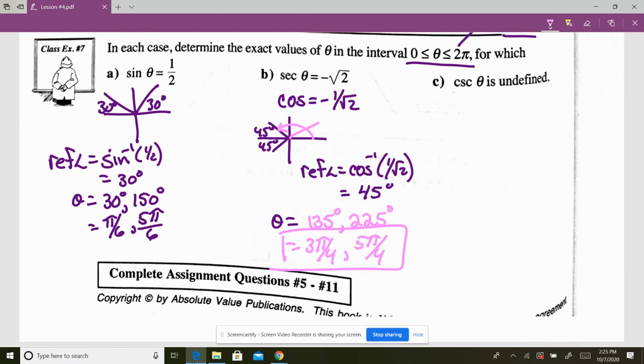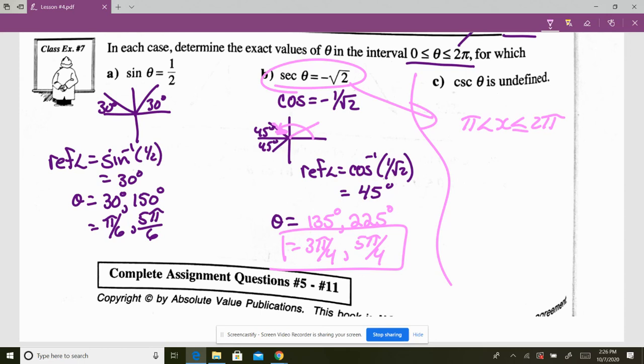Also, watch for ones that have domain restrictions. They might say, like, if I was doing this one here, but I said the domain was between pi and 2 pi, i.e. 180 to 360. I would exclude that one, right? Because it's not in my domain. So just watch the domain restrictions. If it's in rads, it wants the answer in rads. You can do the whole thing in degrees, convert to rads at the end, and just watch the domain restriction in case they limit it.